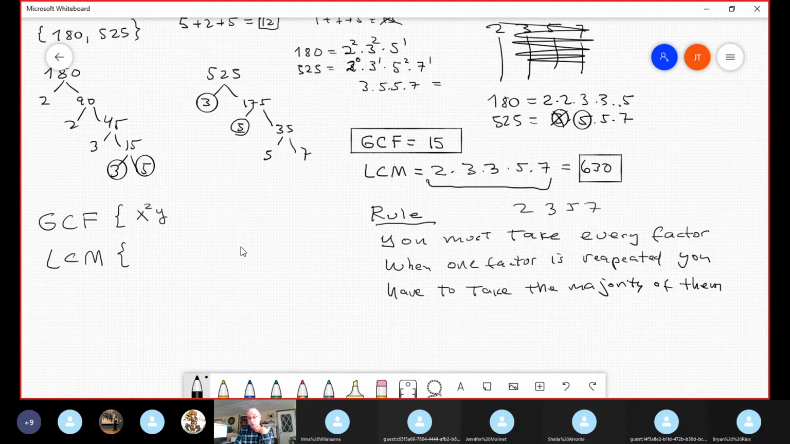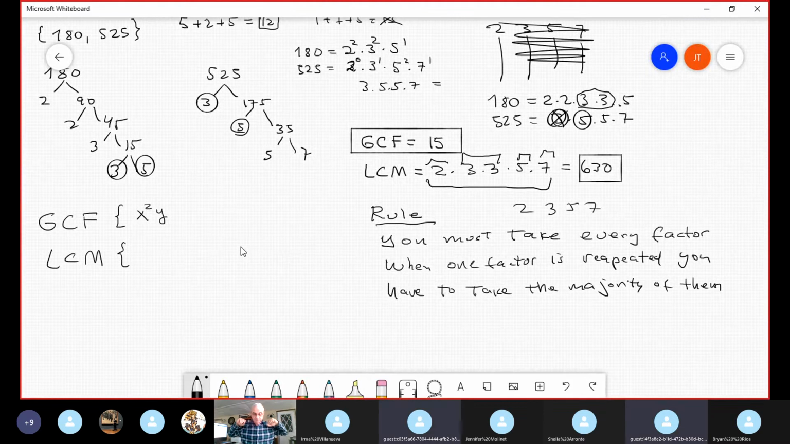Okay, otherwise you copy exactly one time. We have two numbers. 3 is repeated because it appears in both numbers, so you take 3. 5 is also repeated, but in this case, no majority, because we have one 5 in 180 and one 5 in 525. You take only one 5. And the rest is non-repeated, you take one time. End of the story. Clear or confusing?